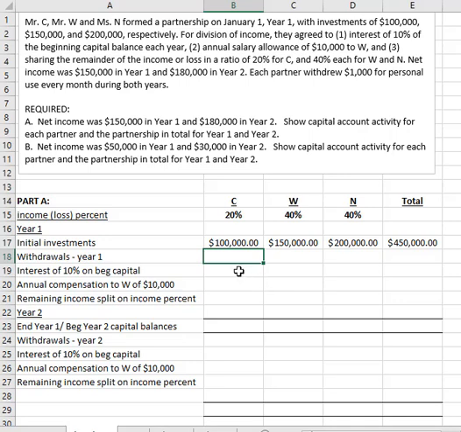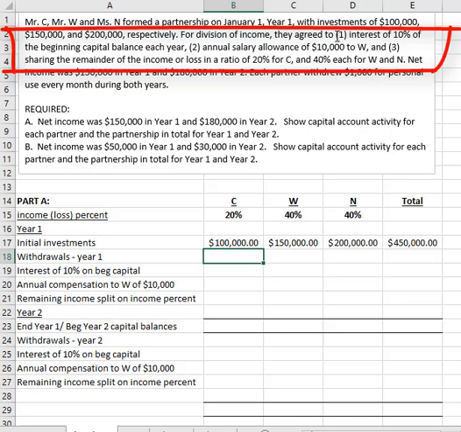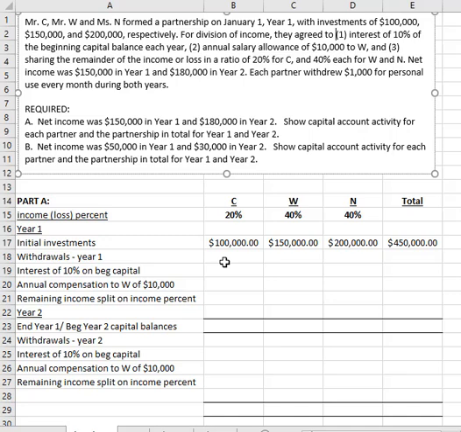All right, then they tell us for the division of income, they've agreed to 3 separate ways of allocating income. The first is everybody gets 10% on the beginning capital. Then W gets a $10,000 salary allowance, and after that they share the remainder in this 20-40-40. And if after the priority allocations of interest and salary allowance that's more than what income was, that remainder might be negative, because the sum of those 3 has to be the profit or income of the partnership for that year. So let's get started here.